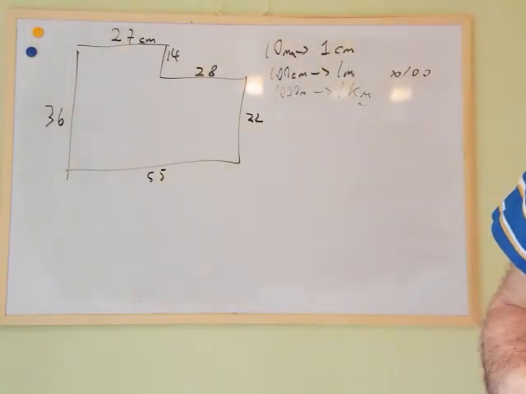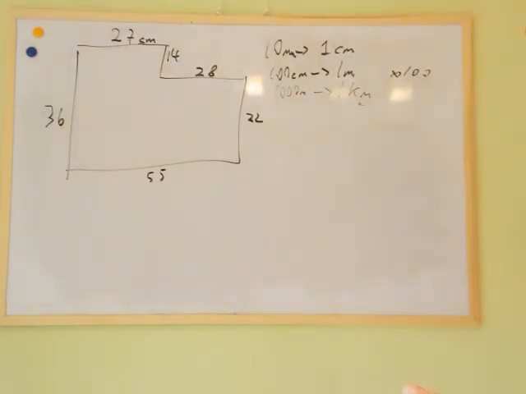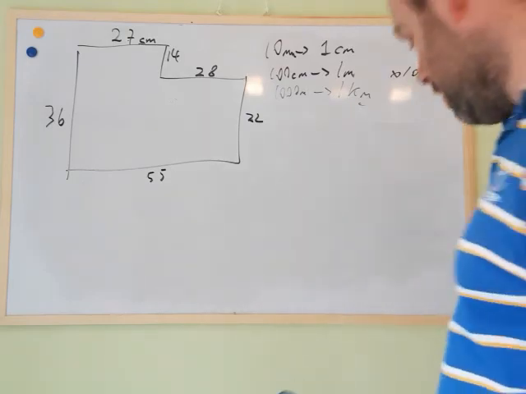Okay. So we're working out a perimeter again. I'm going to be lazy now and just use my calculator. 182.